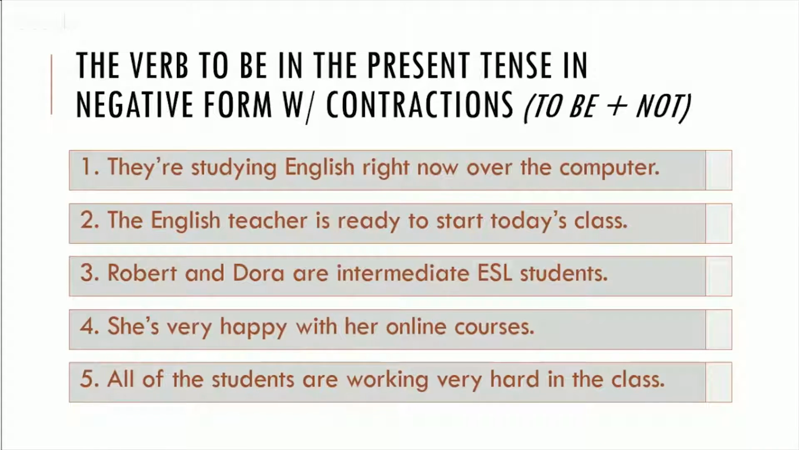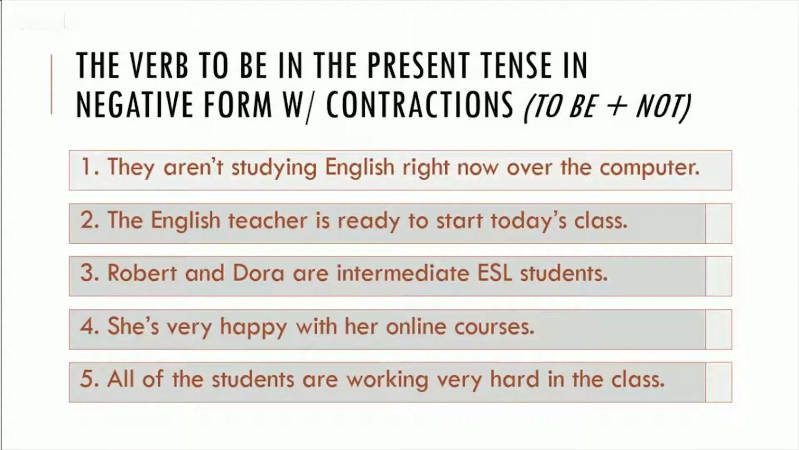Let's see it as a negative. All right, and as someone is typing it, I am going to also present it. So if you're typing it, please continue and present it to us as well. But the answer is they aren't, right? Verb to be and not together, aren't. They aren't studying English right now over the computer. Rafael says, I agree. Very good, Rafael. Yes, that is correct, and I agree as well. We're going to continue to the next one.